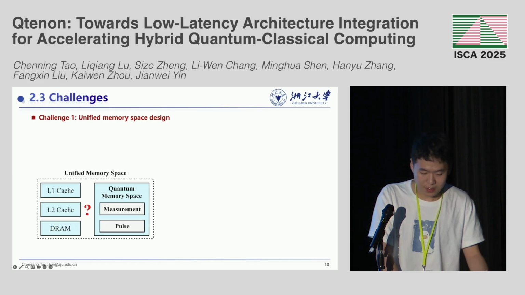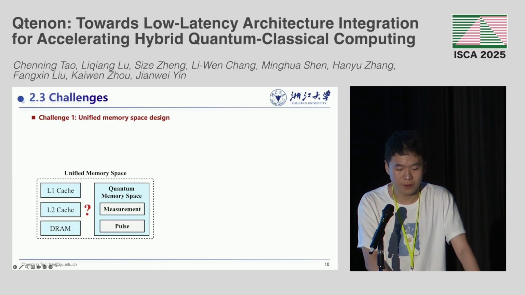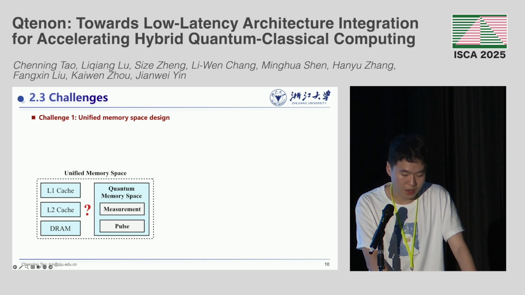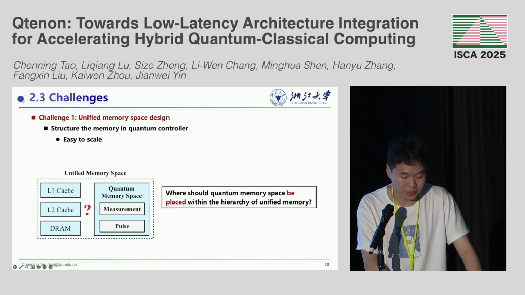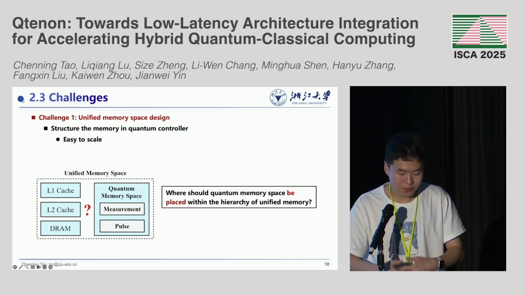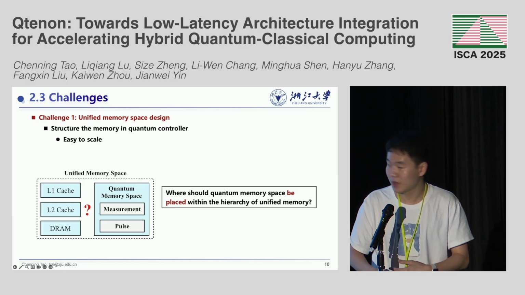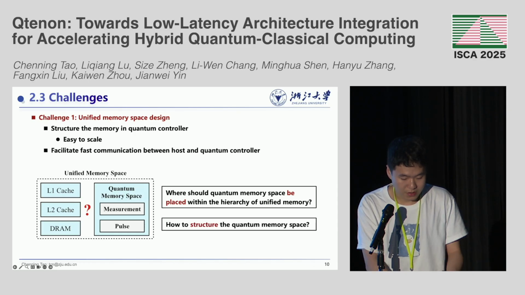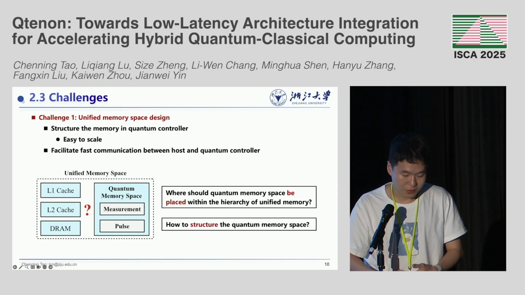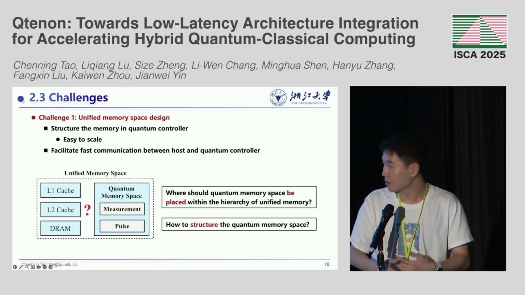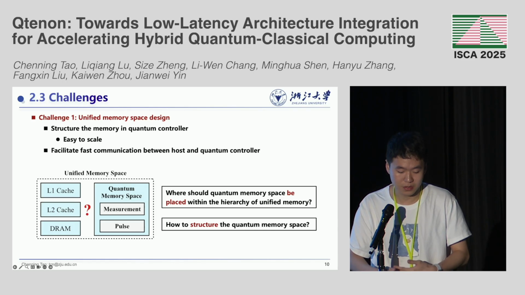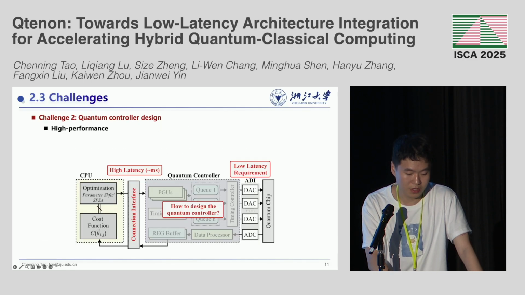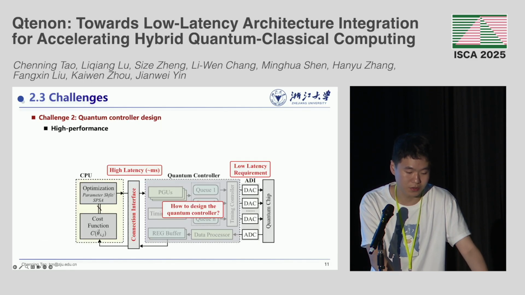So next, I will explain the challenges when building this tightly coupled system. The first challenge is how to design a unified memory system and how we should place the quantum memory space. Specifically, we need to define the memory structure within the quantum controller and also enable fast interactions between the host and the controller.